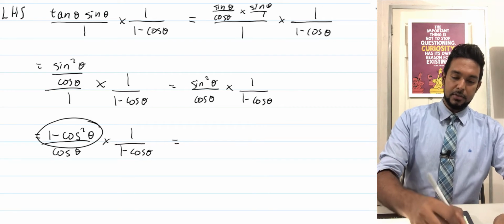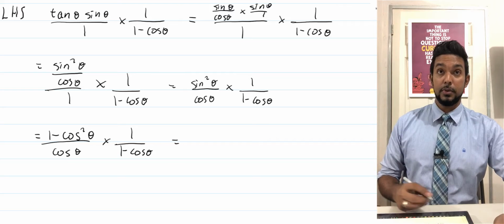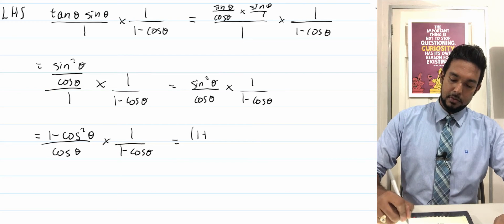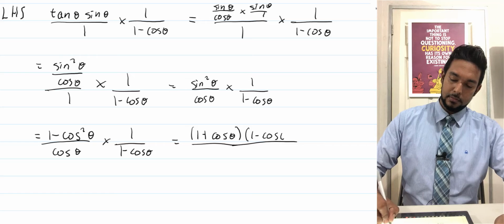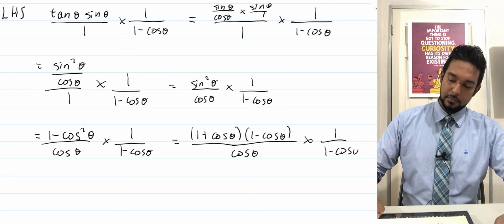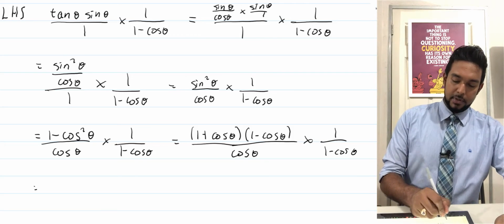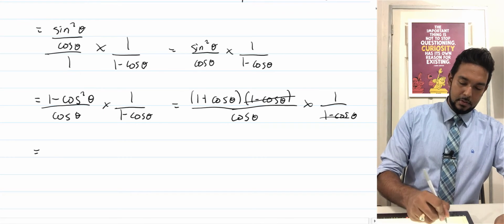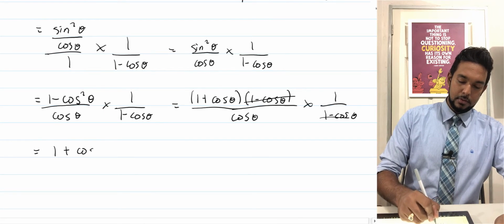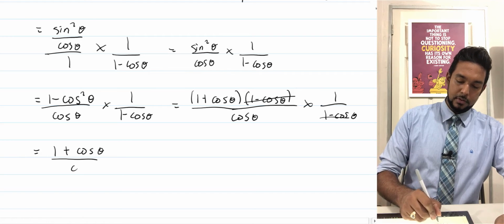We know that 1 minus cos squared is the difference of 2 squares. So we could express that as 1 plus cos theta by 1 minus cos theta all over cos theta multiplied by 1 over 1 minus cos theta. Sorry, that didn't come out too right. Okay, and guess what's going to happen here now? This will cancel with that, leaving us with what? 1 plus cos theta over cos theta.